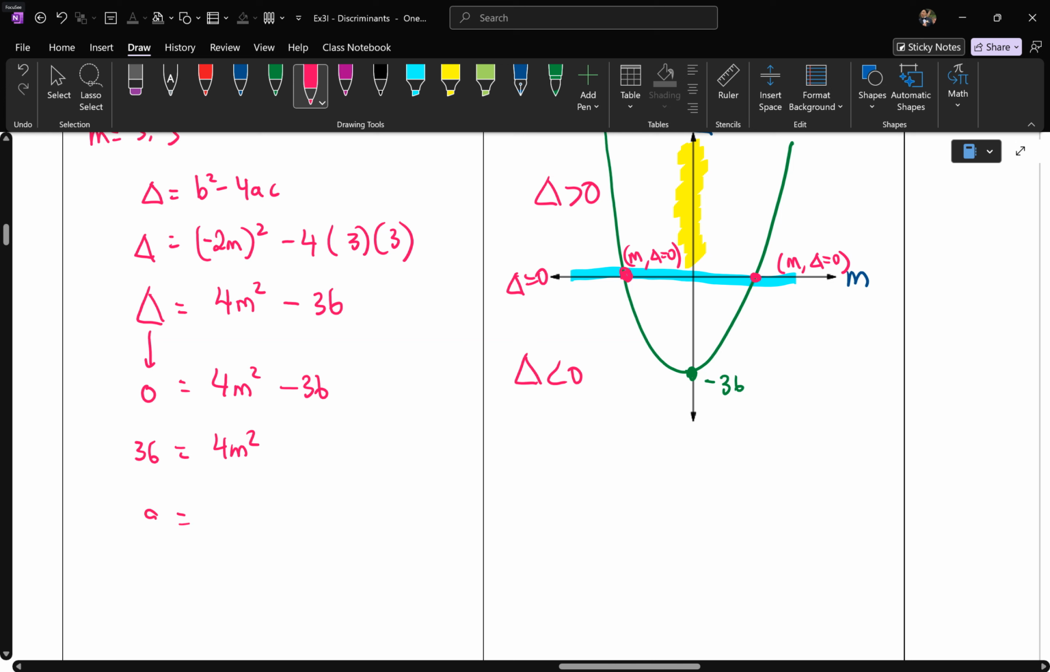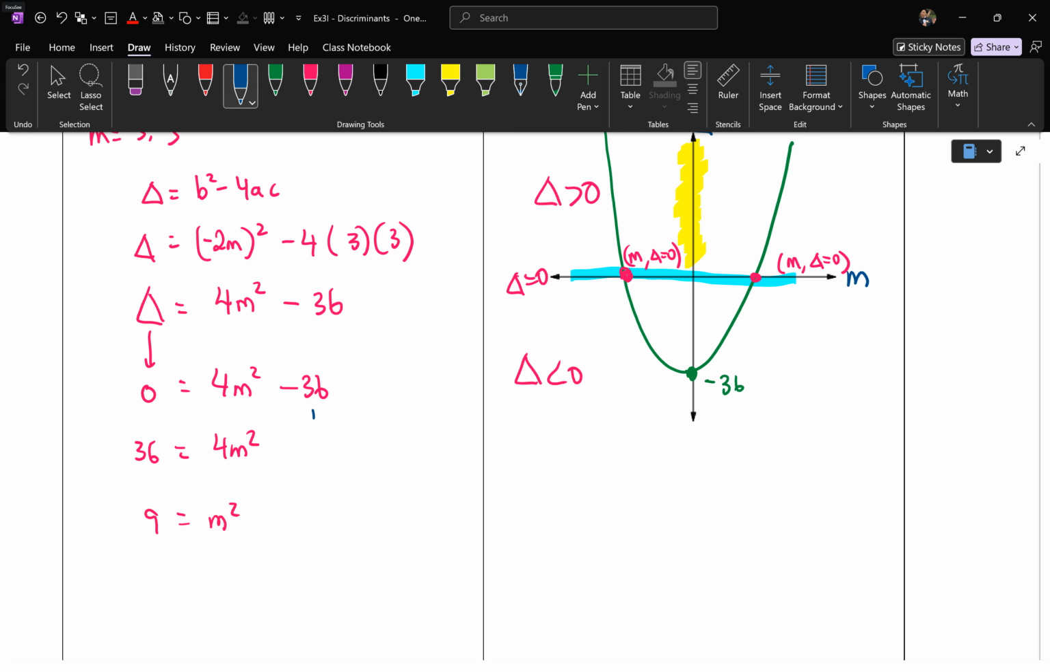Divide both sides by 4. And I'll write it in, so plus 36, divide by 4, divide by 4. And then the last one is m must be the root of 9, but remember when you square root, you have plus minus. Don't forget the plus minus. So here, m must be, root of 9 is 3. And that's exactly what we guessed before from looking at decimals. That tells me when m is 3, I'm going to write it here again. So when m is 3 and negative 3, that's when discriminant is 0.